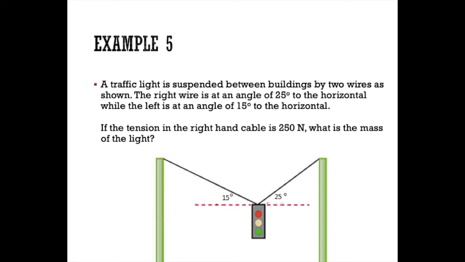Example 5, a traffic light is suspended between buildings by two wires as shown. The right wire is at an angle of 25 degrees to the horizontal, while the left wire is at an angle of 15 degrees to the horizontal. If the tension in the right-hand cable is 250 newtons, what is the mass of the light?